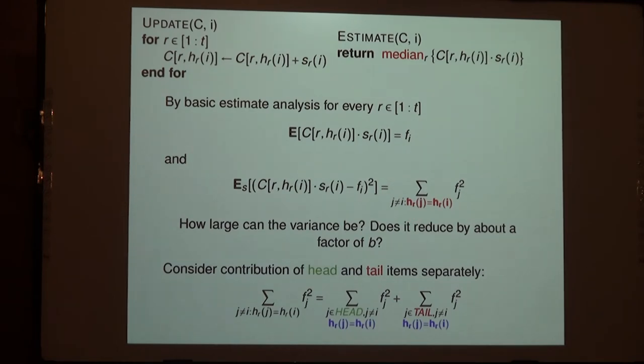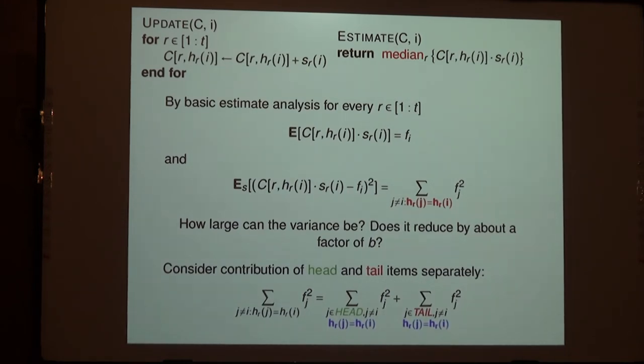But actually we want more. Recall that in the setting of parameters, we were setting the number of buckets to be the ratio of the sum of squares of frequencies in the tail end of the signal only, divided by the head. So it's not enough to show that this variance for a random hash function reduces by about a factor of b. What we want to show is that this variance is actually governed by the tail of the signal. The top k coefficients actually don't influence our estimates in a way. This is a very important point.